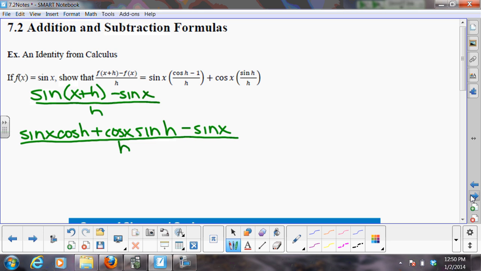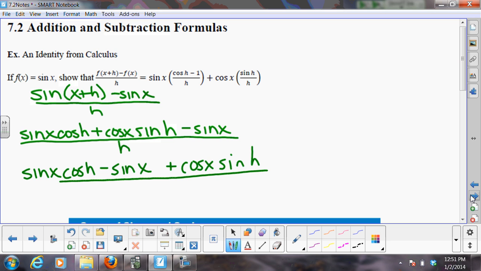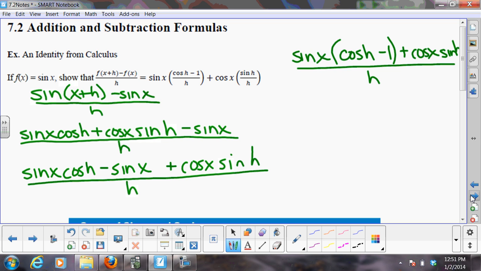all over h. Okay, well the first term and the last term both have a sine x, so I'm going to regroup them so that those two are next to each other. So sine x cosine h minus sine x. And then I'm going to add that one at the end, cosine x sine h. Since those first two terms have sine x in them, I'm going to factor out sine x just out of the first two terms. So if I factor out sine x, I am left with cosine h minus 1. I'm not going to touch the third term. That third term is going to stay. Cosine x sine h all over h.